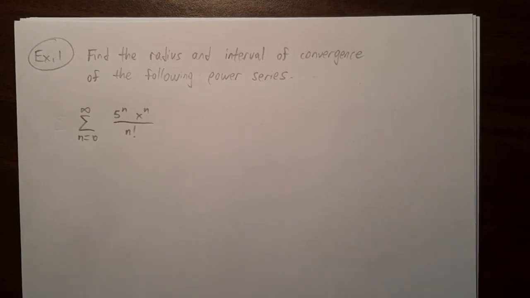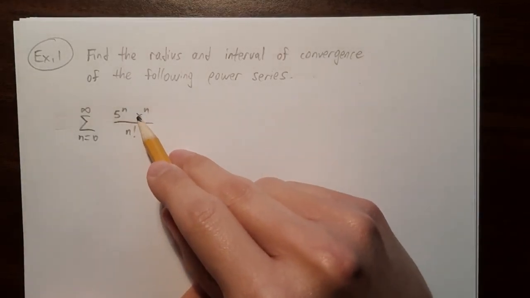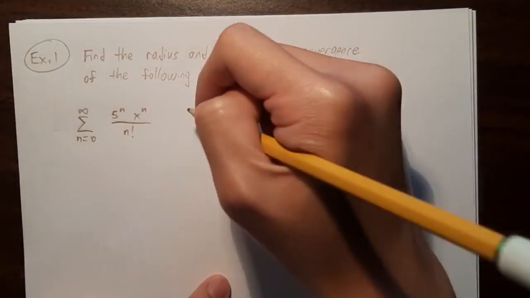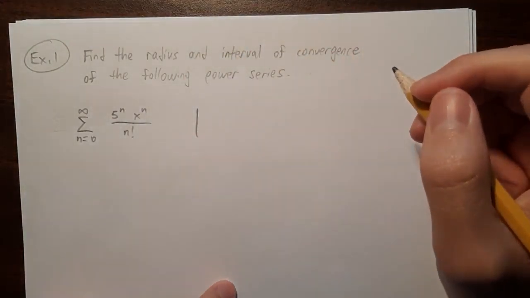Alright, so as a reminder, what we're trying to do is find the interval of x values such that if I plug in any of those values for this x, I will get a convergent series. And so the main tool we'll be using to do that is the ratio test. So what does the ratio test say?